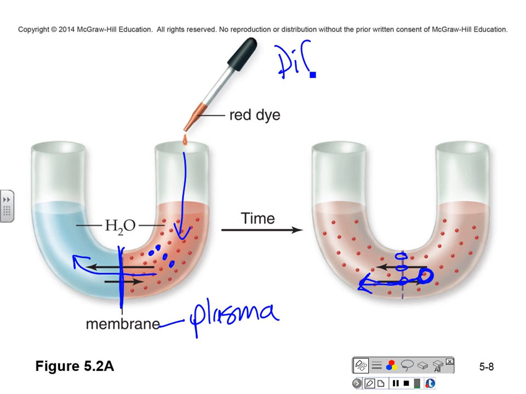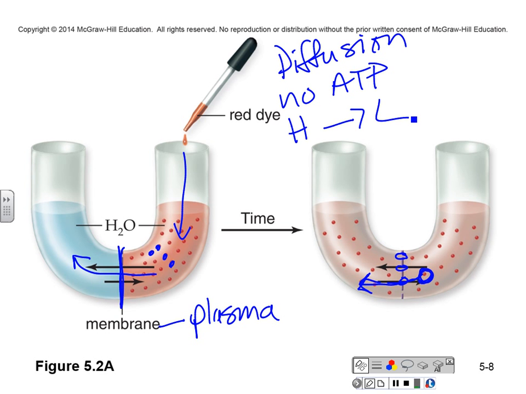So, diffusion. No energy necessary. You're moving from high to low. Do we see how the concentration is high here and it's low here? So all the dye molecules are going to move over to the low side. Another way to think of this, think of a tea bag. If you put tea bags in water and you let it sit outside, what happens? The tea molecules within the bag disperse into the water and you make the tea.